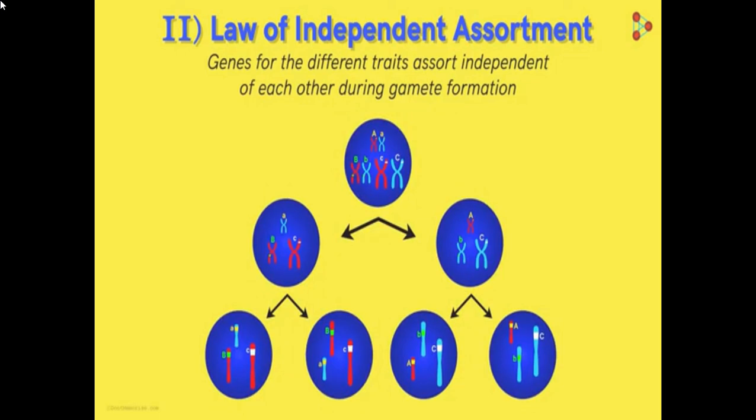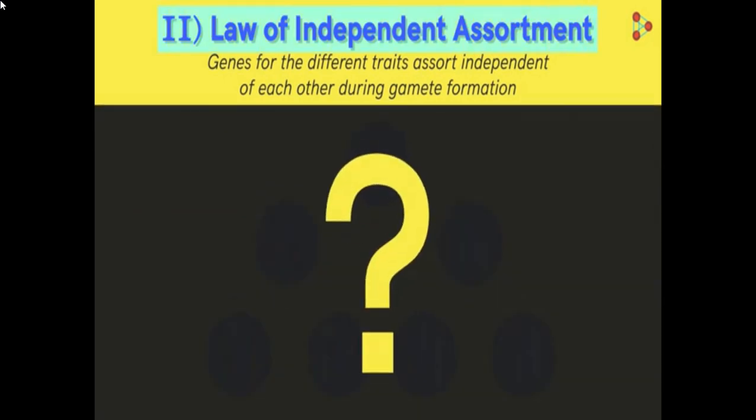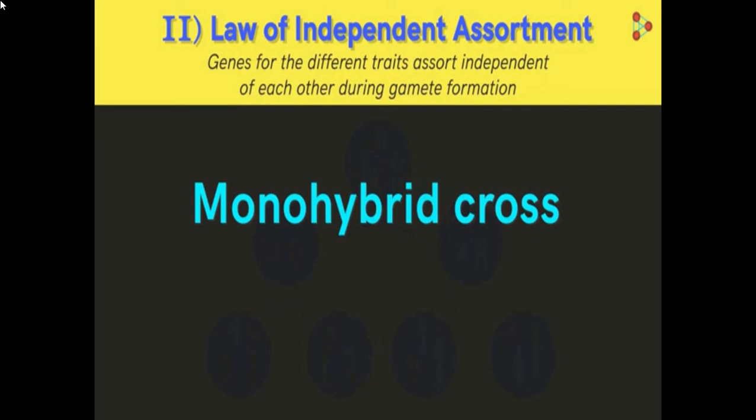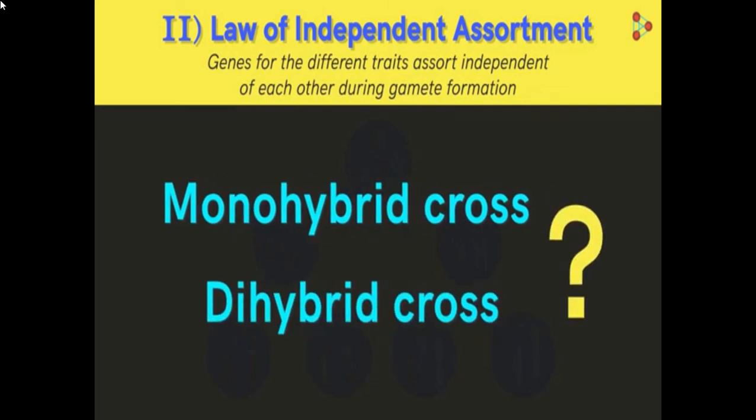To quickly review, the assortment of alleles is purely random and does not have a predictable and fixed pattern during the process of gamete formation. That is what the law says. There can be more possibilities of obtaining different combinations depending upon how the chromosomes align themselves on the metaphase plate. Now tell me, which type of a cross will help us understand this law better? A monohybrid cross or a dihybrid cross? Think about it.